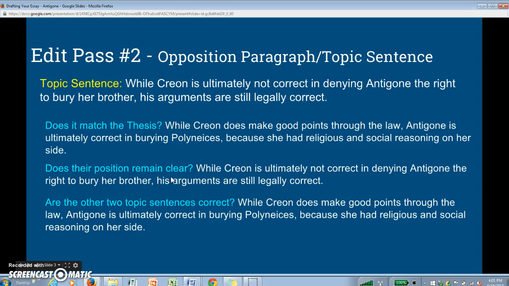My readers aren't going to be confused when reading my paragraphs because one says Creon's right and the other says Antigone's right. I'm clearly stating that I believe Antigone is more right than Creon. Now make sure you don't just check the topic sentence of your opposition paragraph. You should check the topic sentences of all three of your body paragraphs. Make sure that they all match your thesis and they all clearly state the position of your essay.